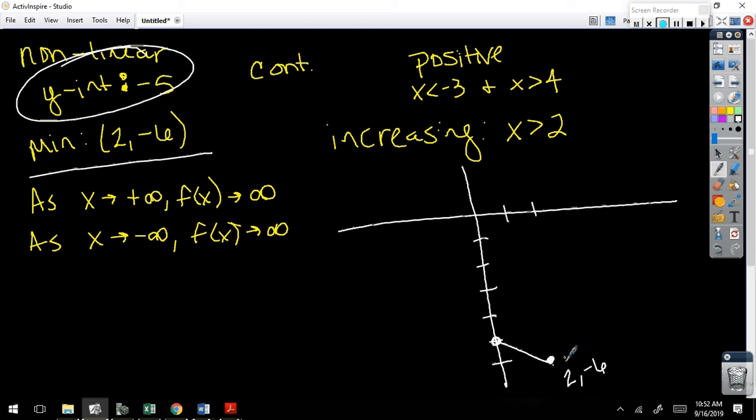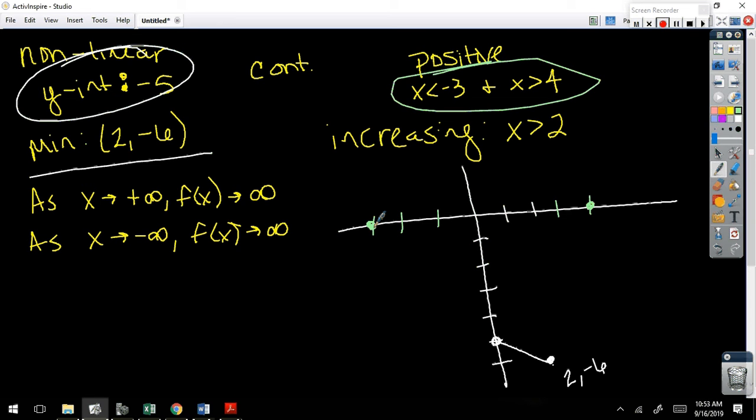At 4. Why do you say that, Eliza? It's positive. That's exactly right. At 4, so here's 2, 3, 4. From here on, it's got to be above the line, right? And then from here left, it's got to be above the line, which means anything else, it's got to be below. Do we agree? Okay.